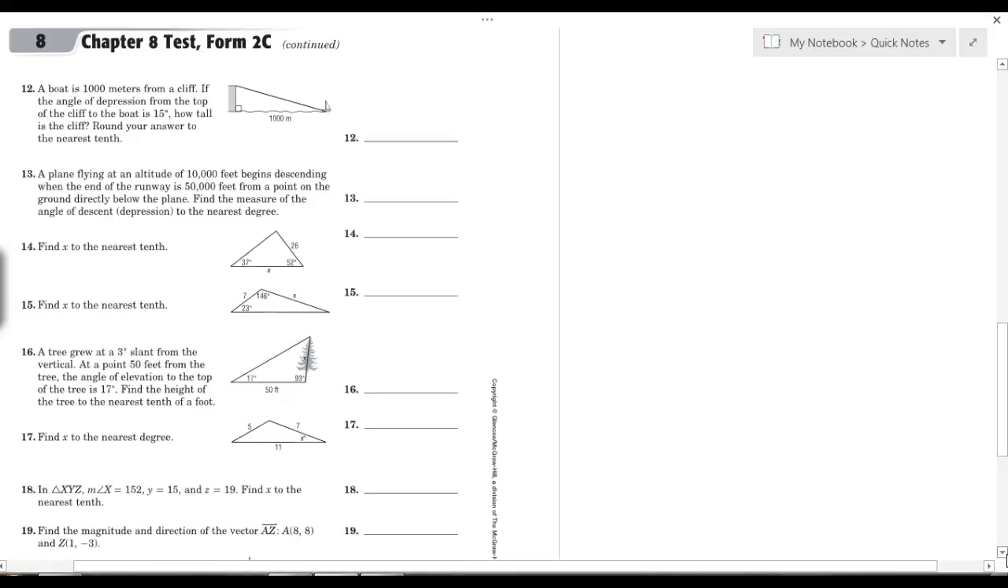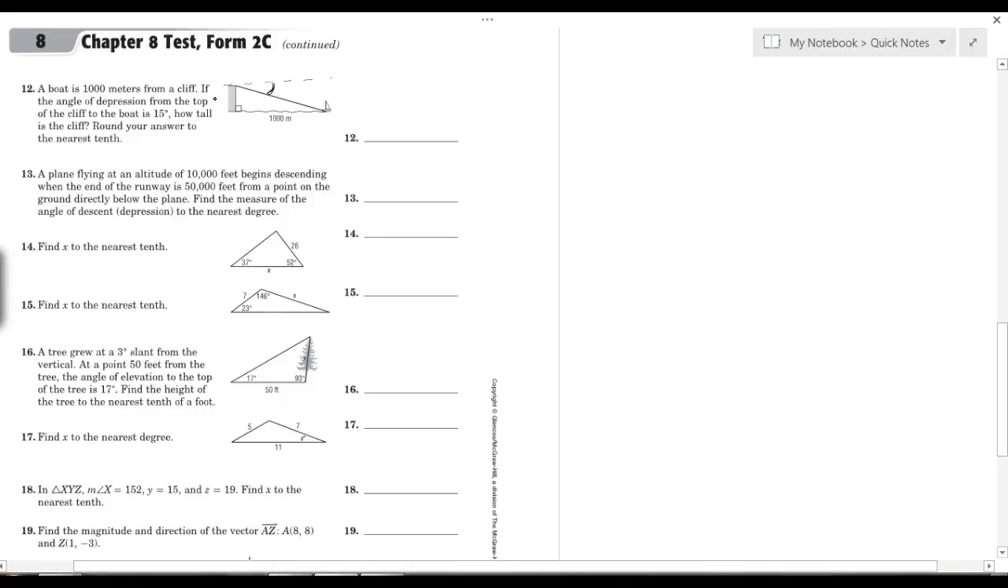So our next question, it says a boat is 100 meters from a cliff. If the angle of depression from the top of the cliff to the boat is 15 degrees, how tall is the cliff? Now a lot of you, when you solve this, you looked for this angle right here. But we need to remember the angle of depression is down from the horizontal. So this is the horizontal. So this right here is my angle of depression that I'm looking for.